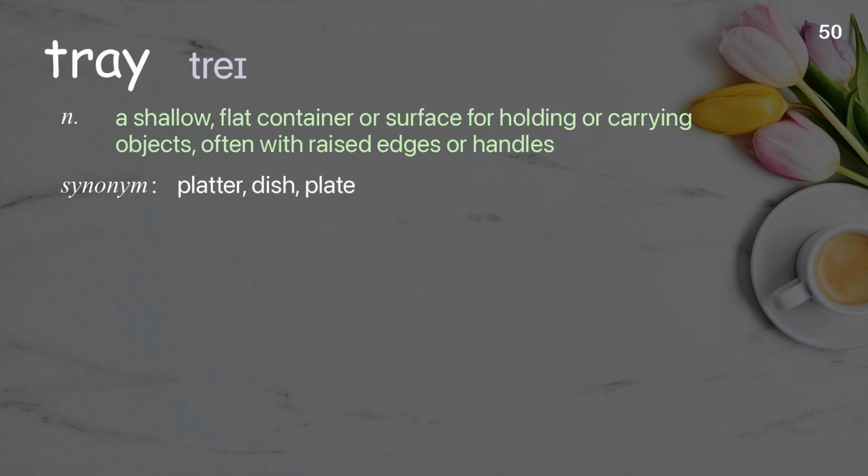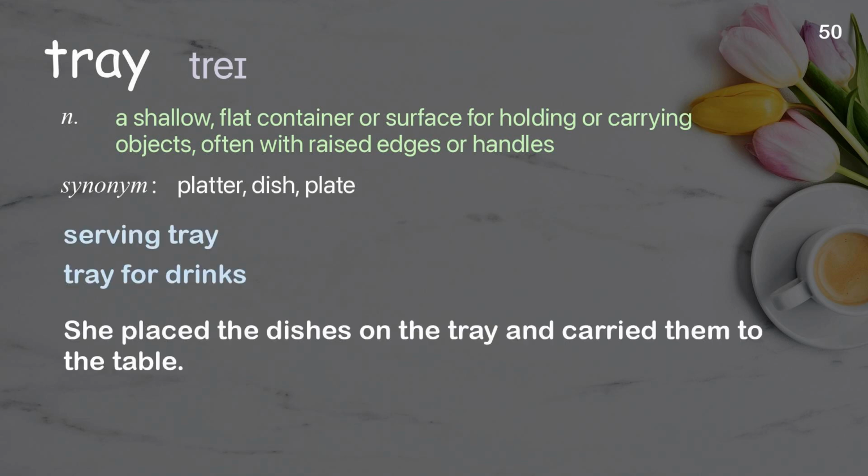Tray. A shallow, flat container or surface for holding or carrying objects, often with raised edges or handles. Examples: Serving tray. Tray for drinks. She placed the dishes on the tray and carried them to the table.